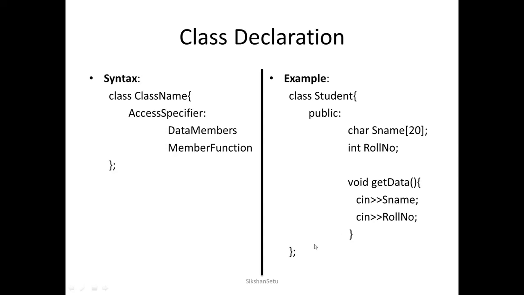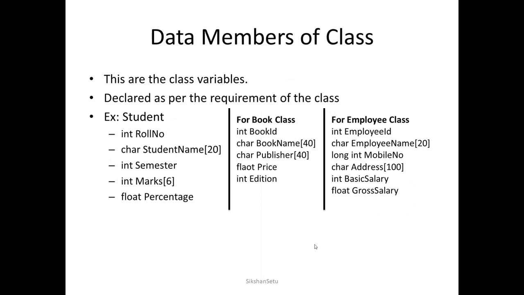Now let's try to understand what we mean by data members and member functions. A data member is nothing but a simple variable, but it is a variable which belongs to a particular class. We take data members according to the requirement of the class. For example, if we are creating a class of student and need to store the information of a student, what data do we require? We may require roll number, student name, semester, marks and percentage. Whatever information we require for a student, we can keep as data members.